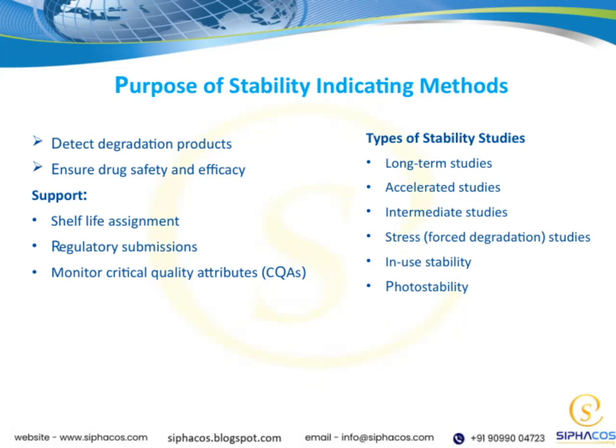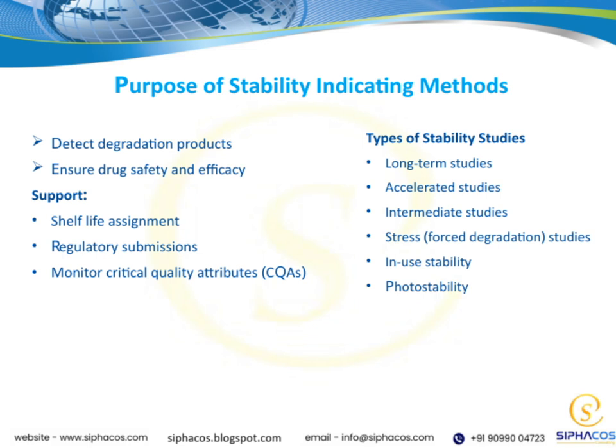Now, let's take a closer look at the different types of stability studies we conduct. First, we have long-term studies, which are essential for understanding how a drug product behaves over its intended shelf life under normal storage conditions. Then, there are accelerated studies, designed to predict long-term stability by testing the product under elevated stress conditions to see how it might degrade faster. Intermediate studies fall somewhere in between, often used to support stability during the product's development phase.